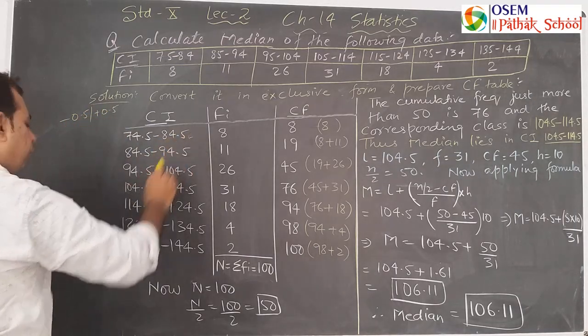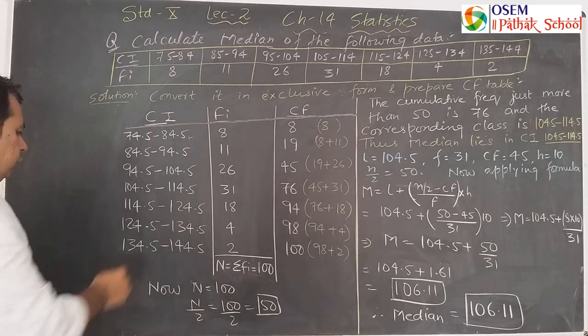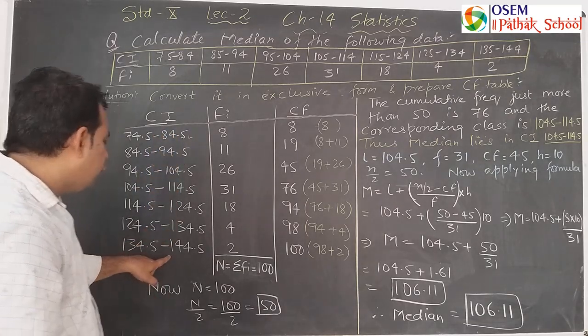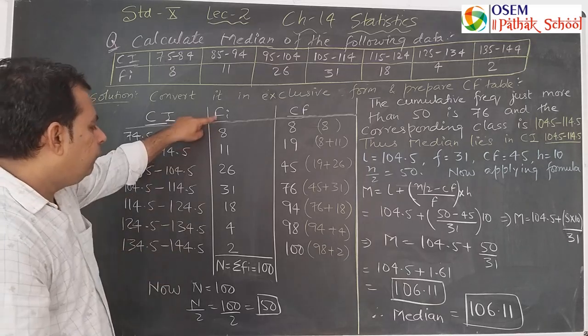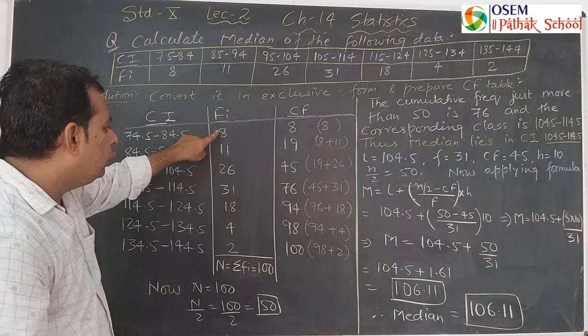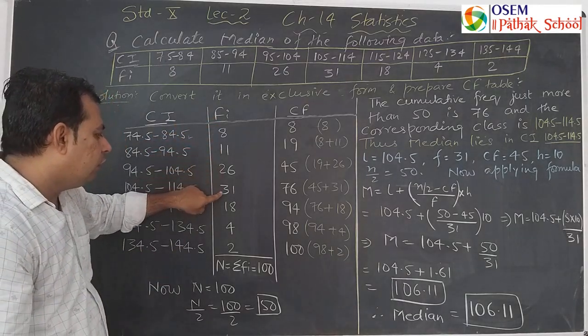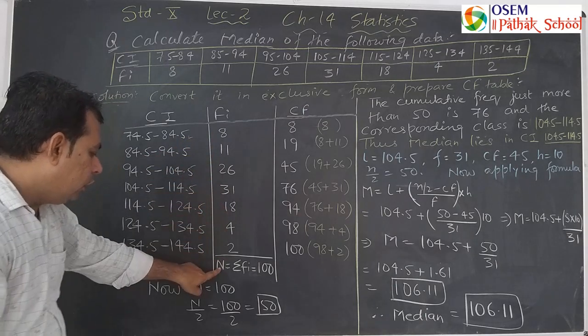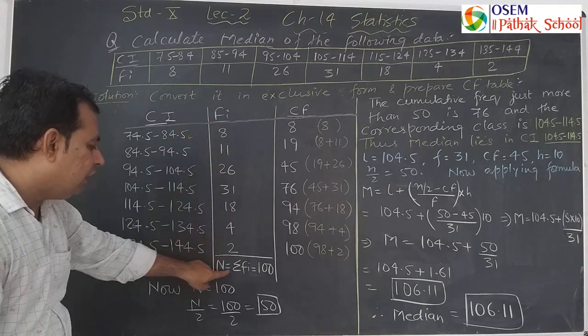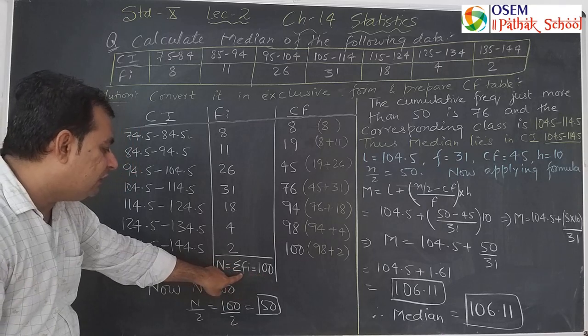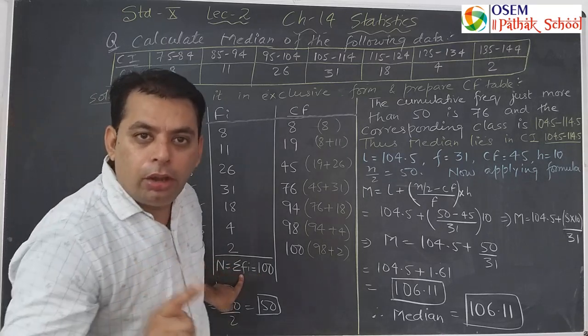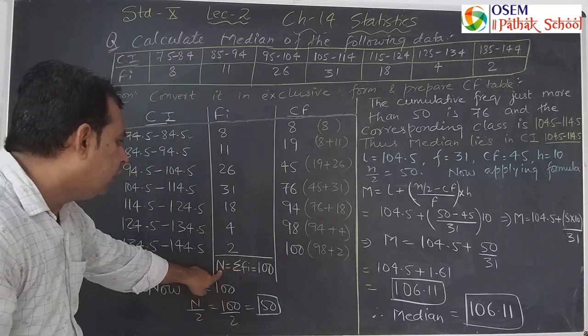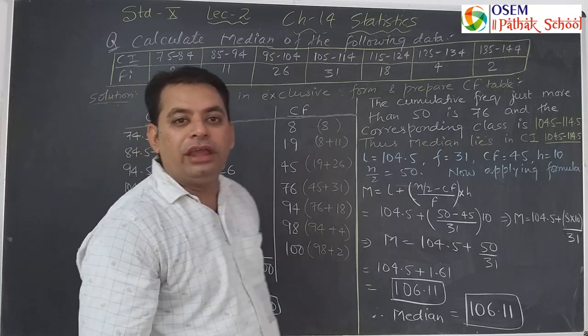वी गेट दिस फॉर्म. अब I have made in such a way, ये जो exclusive form में ये tables बन गया. Frequency been given to you 8, 11, 26, 31, 18, 4, 2. इसका टोटल, द फ्रीक्वेंसी टोटल इज 100 as we know that sigma fi in mean part, but we known as n over here. अब CF कैसे बनता है? How to take out the CF part?